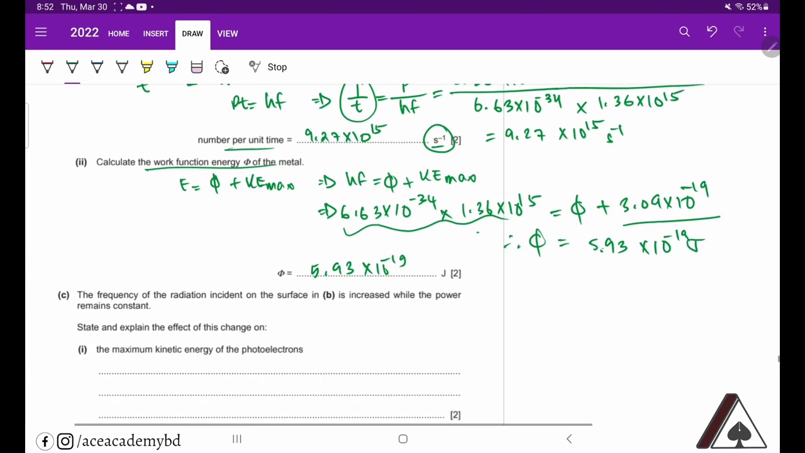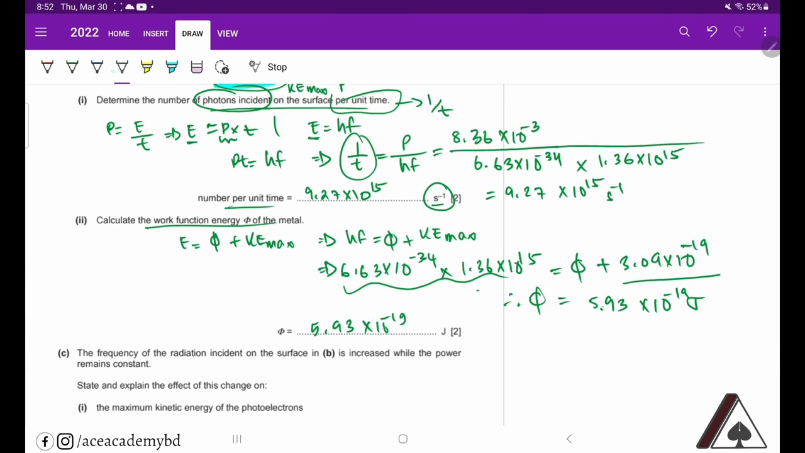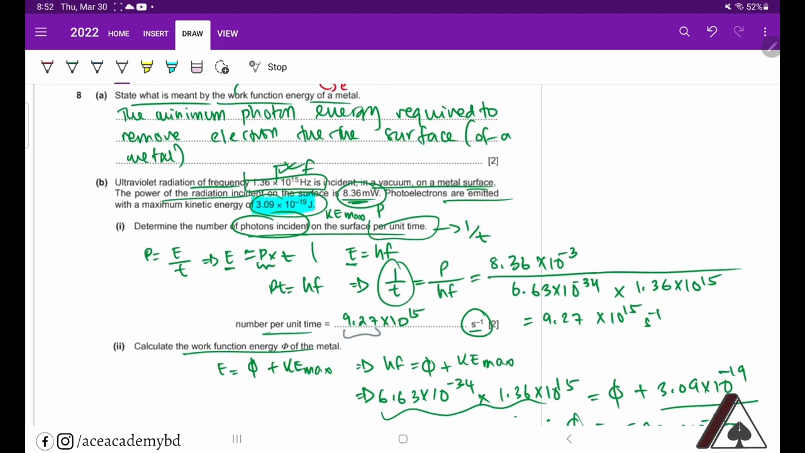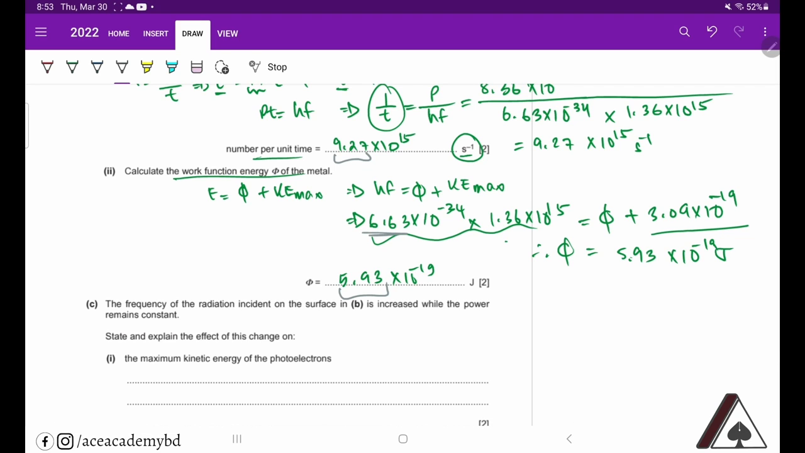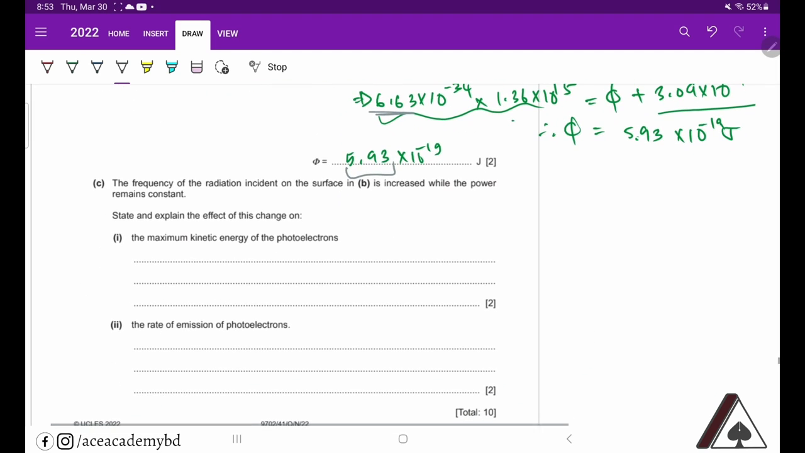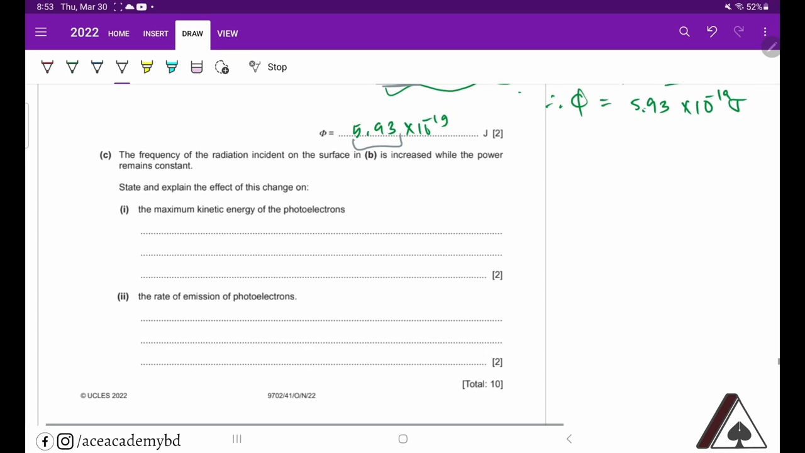So all these we are keeping in three significant figures, because all the information provided to us is in three significant figures. You can see kinetic energy is in three significant figures, frequency is in three significant figures, power is in three significant figures. Also, the Planck's constant, which he uses, is in three significant figures. So we are going to keep our final answer in three significant figures as well.